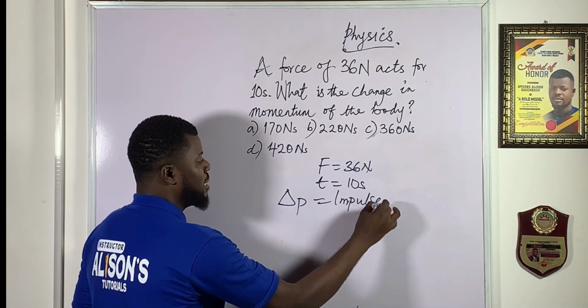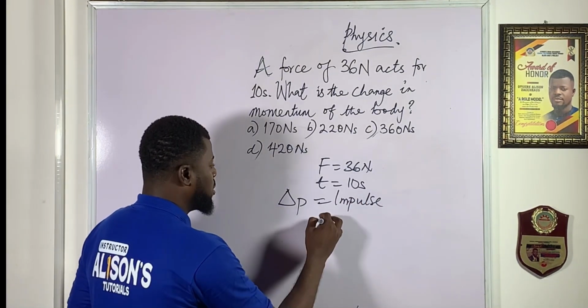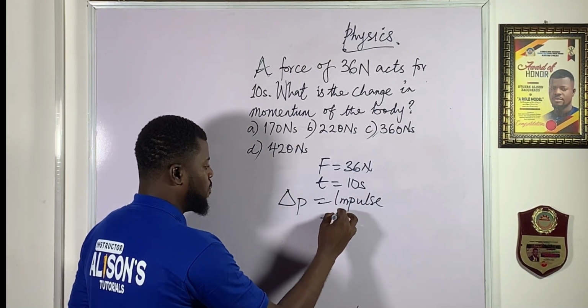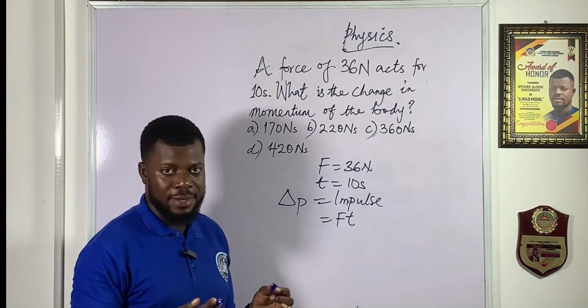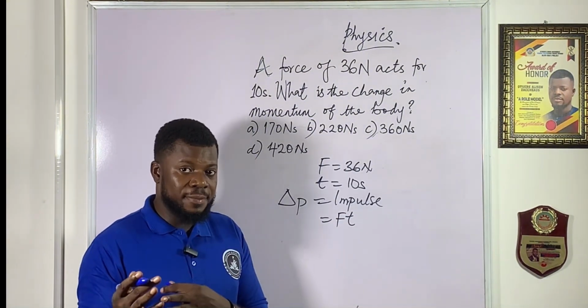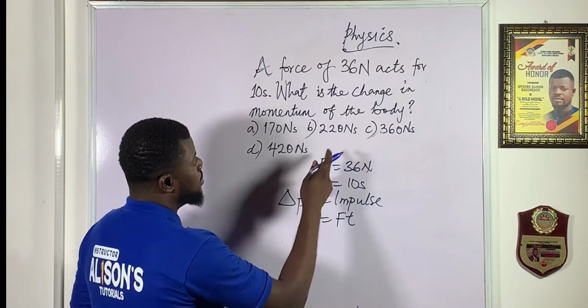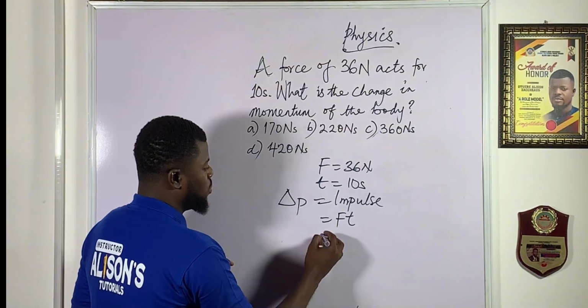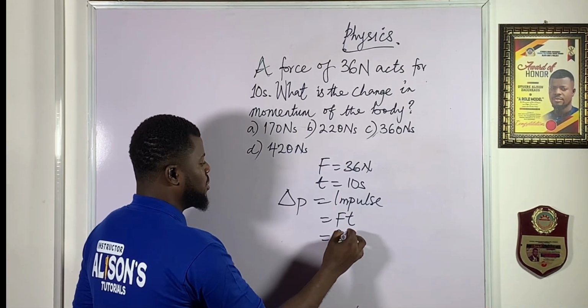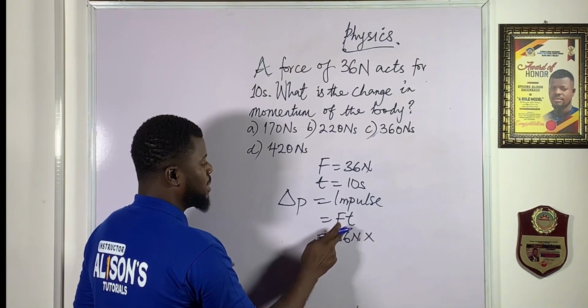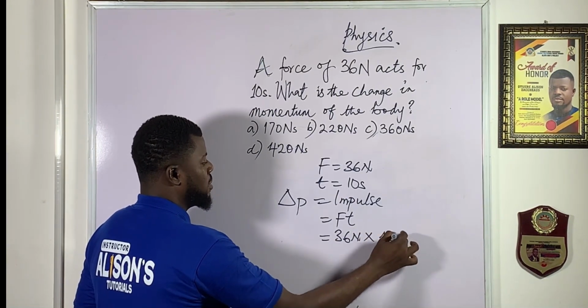What exactly is impulse? Impulse is a product of force multiplied by time. Force times time, that is impulse. Now, what is given? The force is given as what? It's given as 36 Newton. That multiplies by the time, which is 10 seconds.